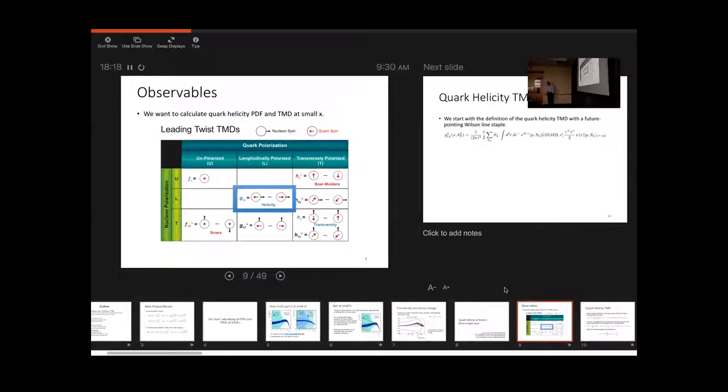So this is sort of a table of all the TMDs, just to show you where we are. We're talking about helicity, so this is kind of what I drew here, by the way. So helicity is a spin up quark in a spin up proton minus a spin down quark, for instance. So this is quark helicity. Transversity is this thing, as I showed here. But right now, let's concentrate on helicity for quarks. And you can have all the other distributions as well.